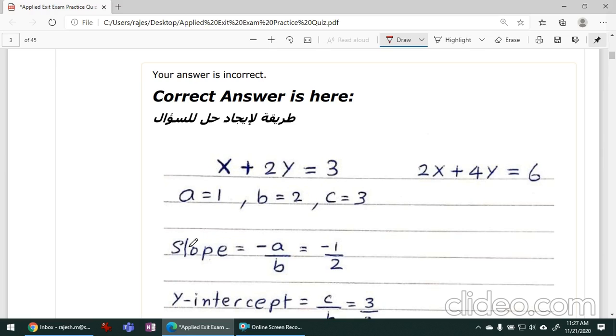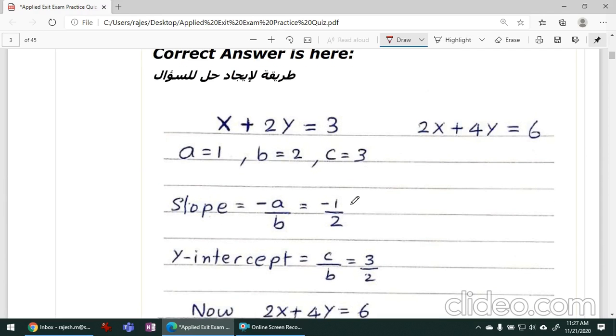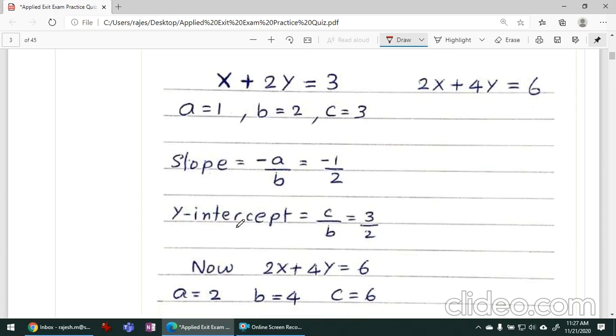Now you will find the slope of this equation. Okay, so slope is minus a divided by b. That is minus 1. A is what? 1 by b. What is b? 2. Okay, so here the slope is minus 1 by 2. And what is y-intercept? Y-intercept is c by b. What is c? C is 3 and b is 2. So you have 3 by 2. Okay, so this is about first equation.